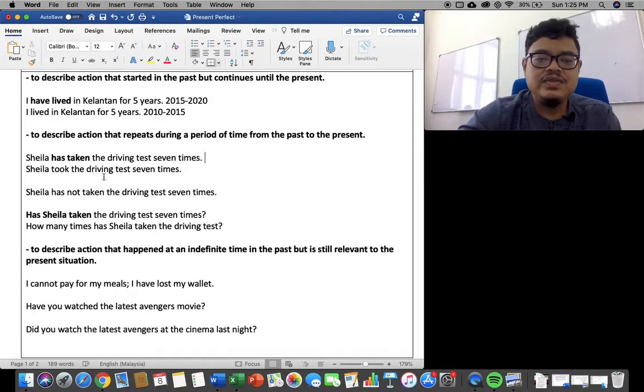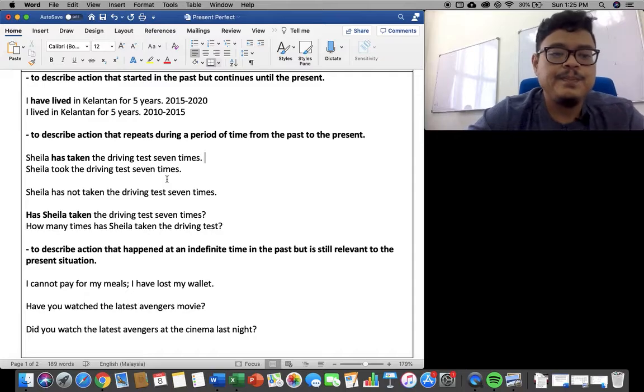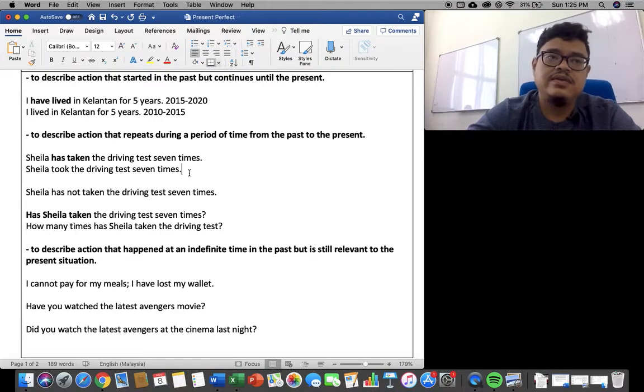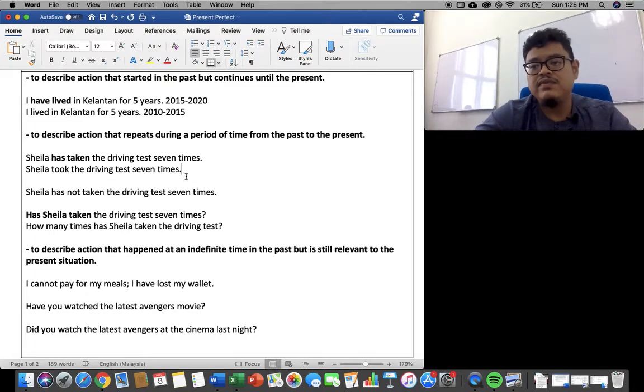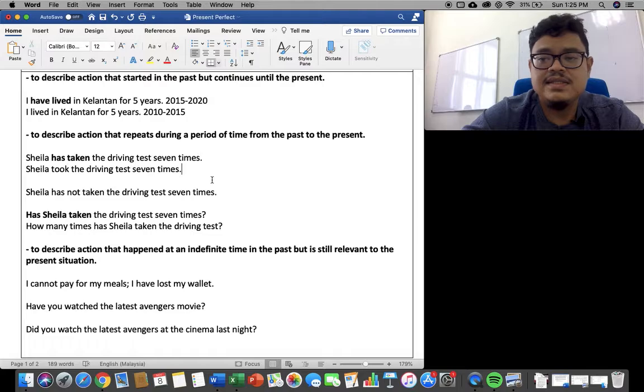But here, Sheila took the driving test 7 times. Past tense. Will the action continue until the future? No, because the action has already ended. It is in the past simple. So it could be that Sheila finally passed her driving test, so she does not need to take her driving test anymore. Or she keeps on failing and she already gave up, so she doesn't want to take the driving test anymore. But the main point is, she will not take the driving test anymore.